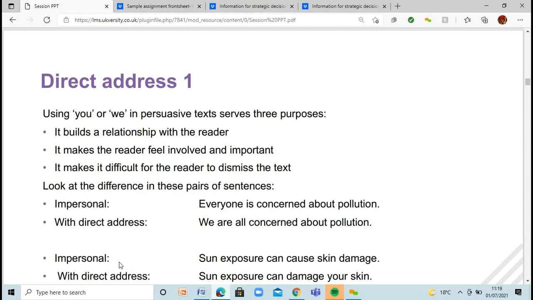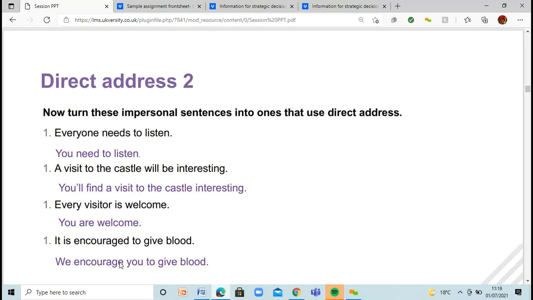And then direct address is sun exposure can damage your skin. So then you would say, put on your sunscreen, make sure you wear a hat, make sure you cover up. So these things make you feel involved. And then there are some impersonal sentences where we've got examples of direct address. The first one is everyone needs to listen. If I was in a classroom and I wasn't getting listened to, I'd be like, come on everyone, listen now. And then they might not pay attention because they're like, oh, you're not talking to me, talk to someone else.